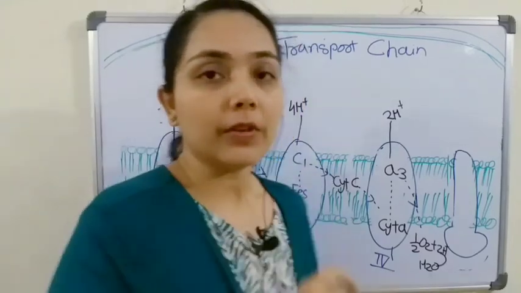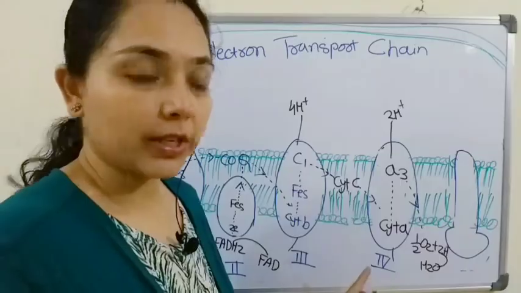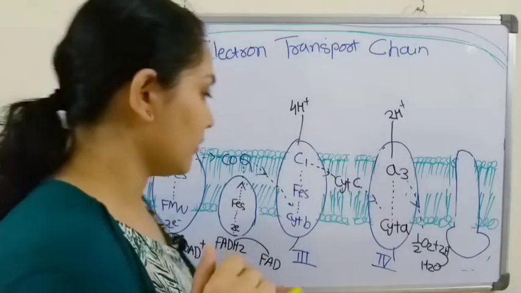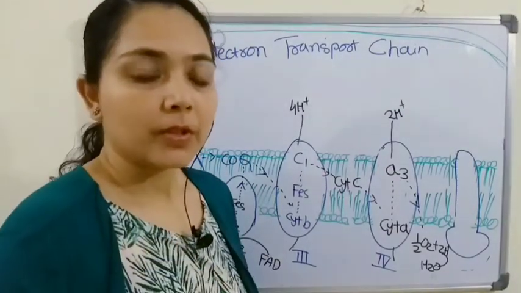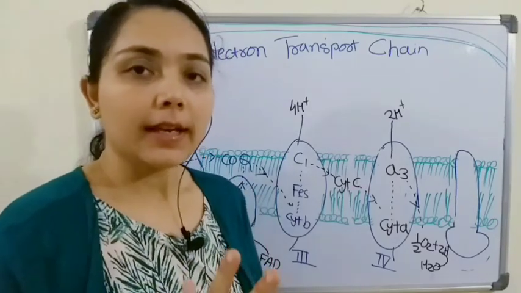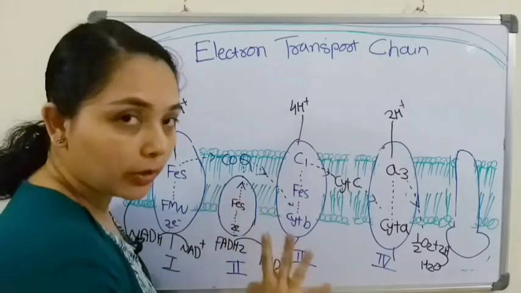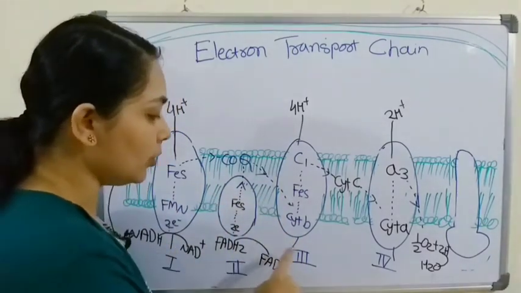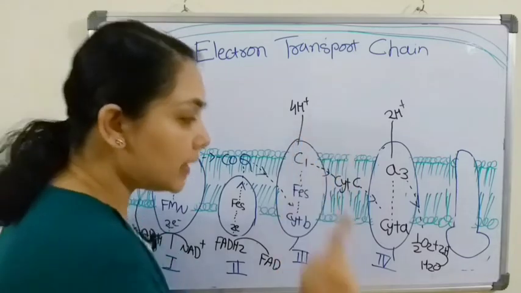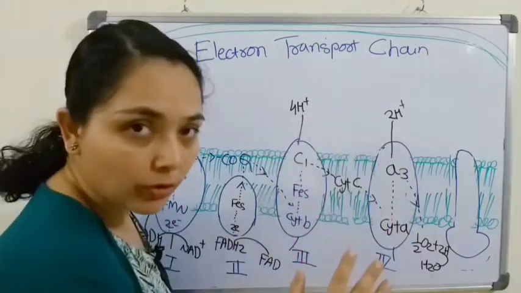Today we will continue our discussion and talk about the electron transport chain. So what is the electron transport chain? It is actually protein complexes, 4 protein complexes: complex 1, 2, 3 and 4. These protein complexes are embedded in the inner membrane of mitochondria.